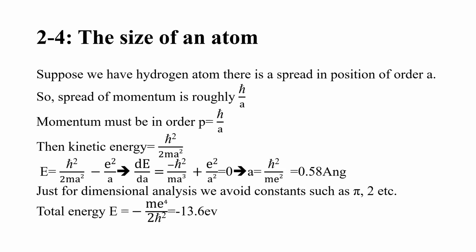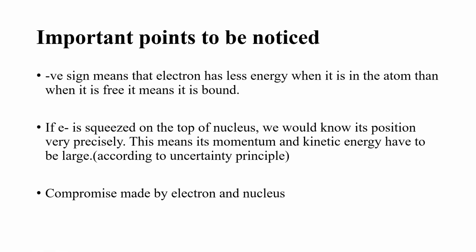So this total energy becomes m e raised to power 4 upon 2 h cross square, which equals minus 13.6 electron volt. An important point to be noticed is that the negative sign means that the electron has less energy when it is in the atom than when it is free. It means it is bound.